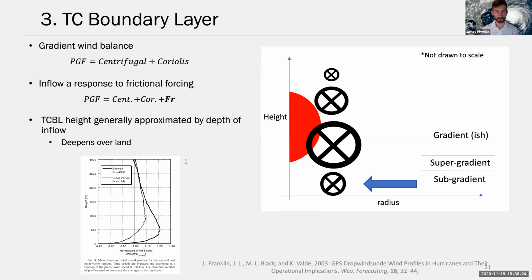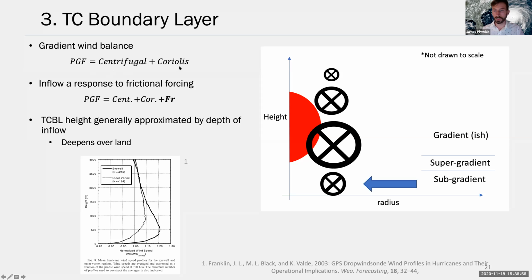Starting off with a little bit of background on what I mean by the boundary layer. In a hurricane, winds increase towards the surface, which is represented by these increasingly bigger circles and X's indicating flow into the page. The interior of the flow can be approximated as gradient wind balance. That's where the inward pressure gradient force is balanced by the outward centrifugal and Coriolis forces.